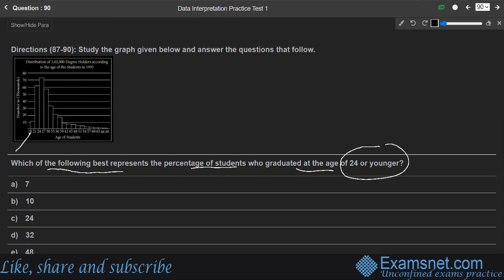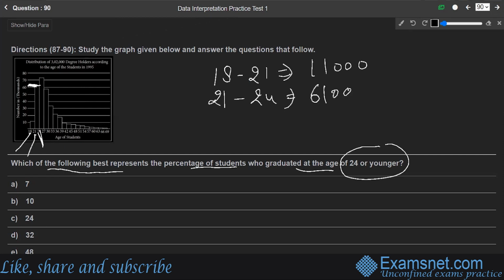Let us see first for 18 to 21. For the age group of 18 to 21, approximately, this value is higher than 10 and lesser than 20, and very much close to 10, so we can assume this to be 11,000 people. Now the next age group in sequence, 21 to 24, we have to see till 24 or younger. The peak of the bar is somewhere very much close to 60, so we can assume it to be 61,000.